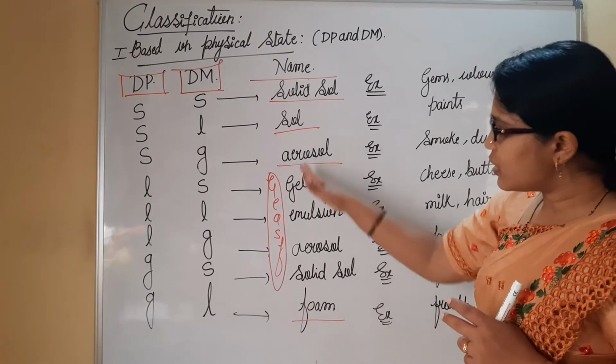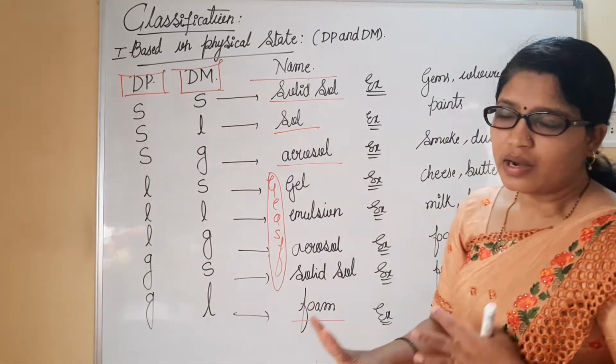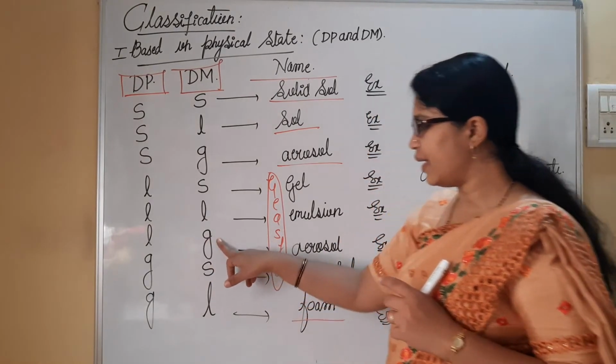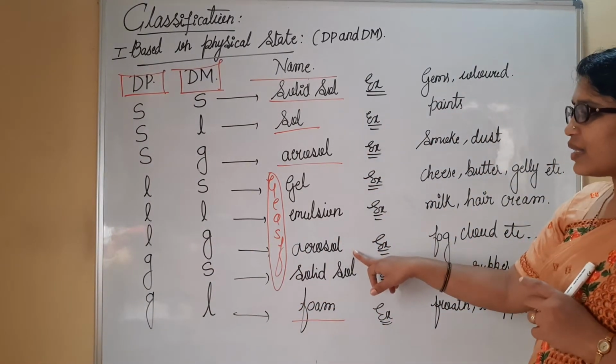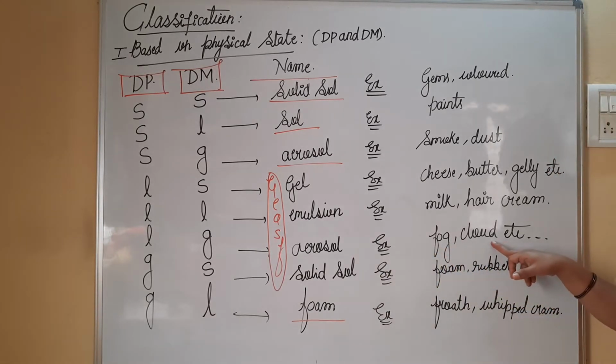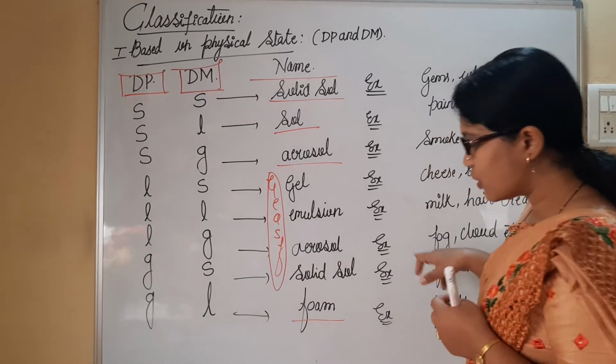And from here, GASF, if you just remember GEASF, these are the colloids which are example for respective DP and DM. Now see here, liquid dissolved in gas, they are called as aerosols. Fog, cloud. Cloud all are said to be liquid form, but they exist in atmosphere. We can quote as an example for aerosols.